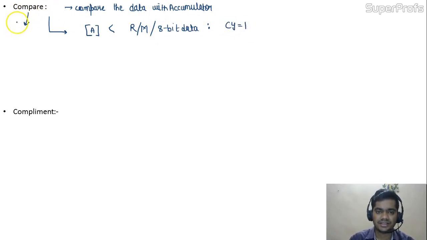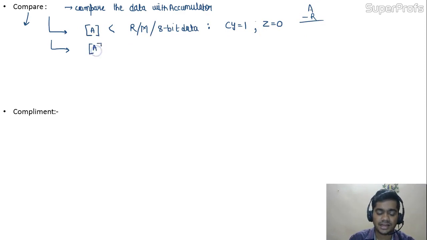Actually in the compare instruction, the main thing is that we are subtracting from the accumulator. If the content of the accumulator is less than the data and we are doing this kind of operation, then a borrow would be generated, or we can say a carry would be generated, or it would be necessary to do this operation. That's why here the carry flag is set. And the zero flag would be 0 because there would be a non-zero result after the subtraction.